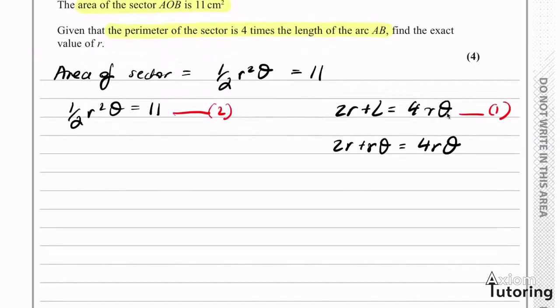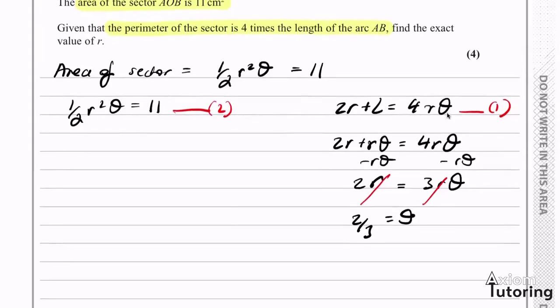Now, as you can see, if I collect like terms, I can simplify this a little bit because I can bring this R theta onto the right by doing minus R theta on both sides. So we get 2R equals 3R theta. And then I can simplify that further because we can see that the R's cancel on both sides. And we get 2 over 3 equal to theta.